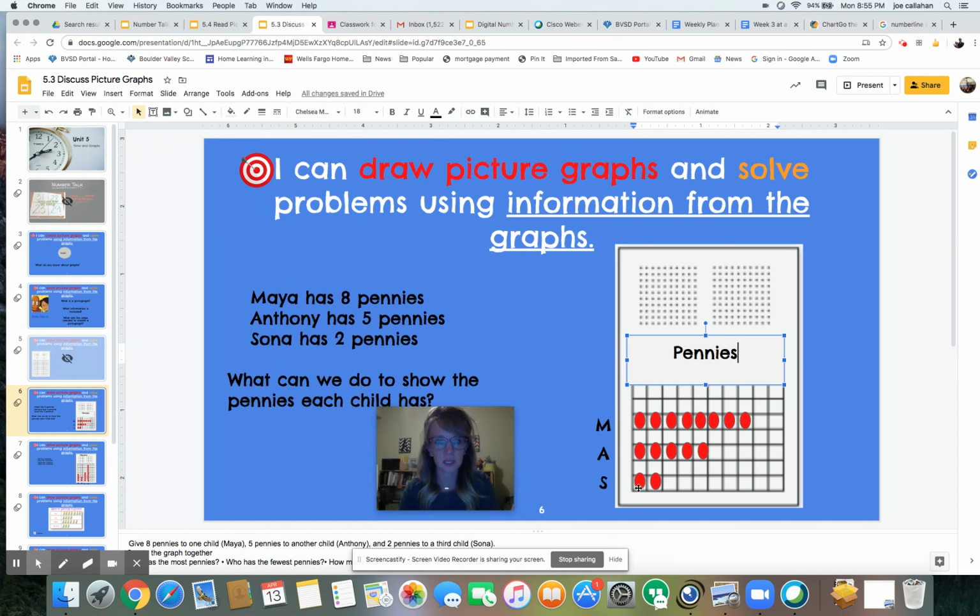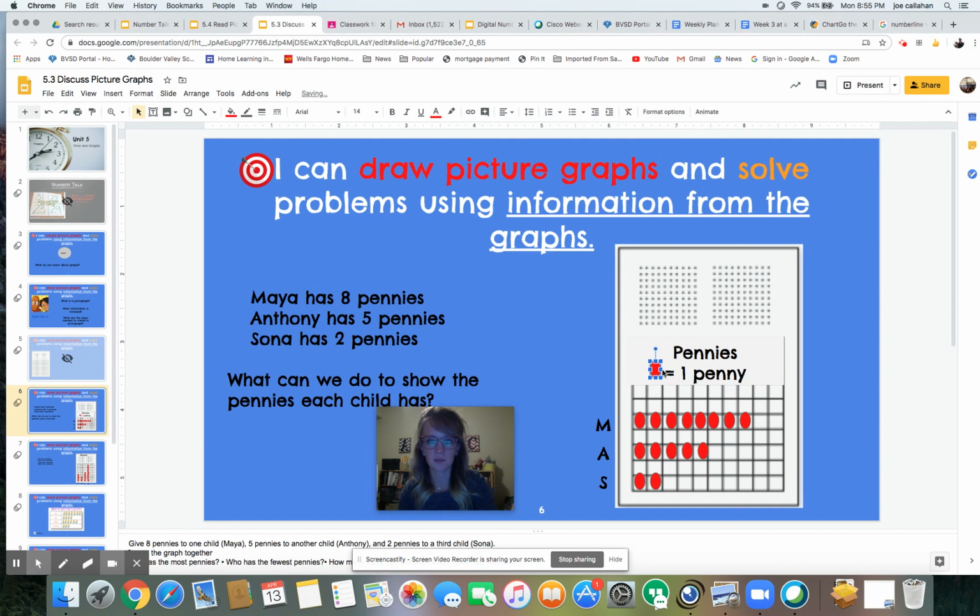A key, just like a map key, tells us what something means. So 1 red dot means what, mathematicians? What did we learn? 1 red dot equals 1 penny. Now, on some pictographs, that red dot might mean 2 pennies or 5 pennies or 10 pennies. On our graph that we made today, 1 red dot equals 1 penny.